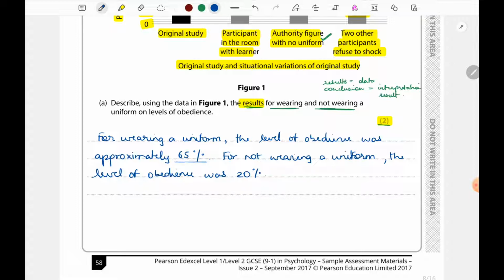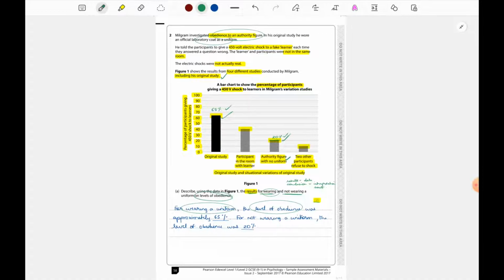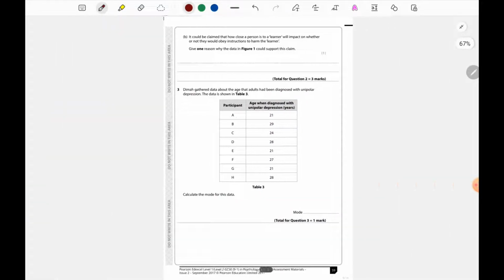So I have simply taken the wording from the question itself. Level of obedience, because here it's written level of obedience. Wearing a uniform, because here it's written wearing. Don't put too many words of your own, because if you do it correctly, it's fine. Many students don't do it correctly, so the meaning is lost, what they are trying to indicate. So try to stick to the wording in the question. Scoring is going to be simple for this type of answer. 1 mark for 65%, 1 mark for 20%.